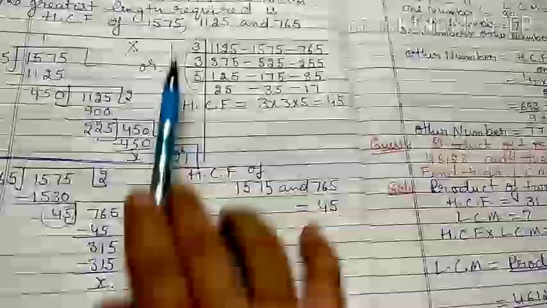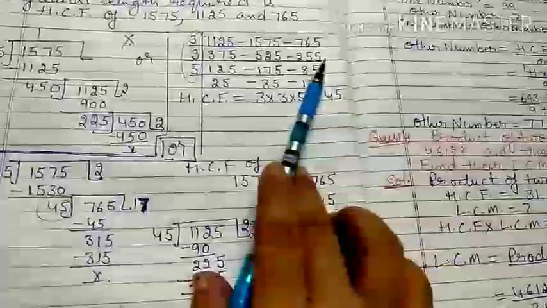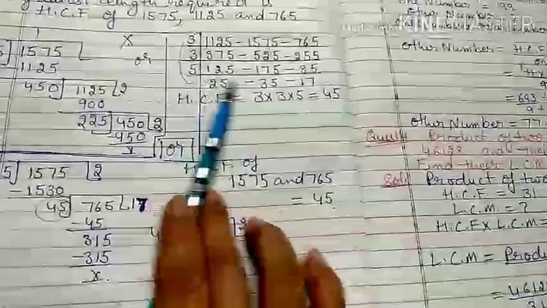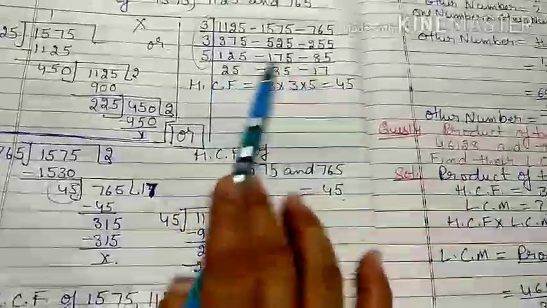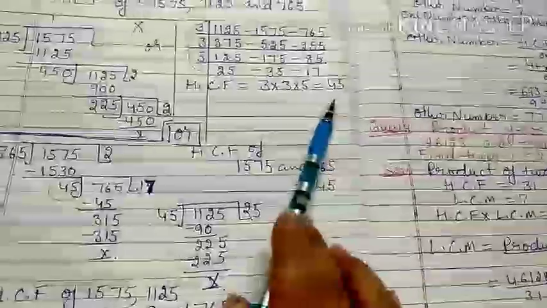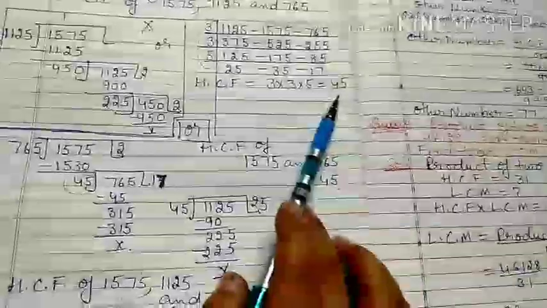Common to all terms, divisible by 3. Again all 3 terms are divisible by 3. Now next, all terms are not divisible by 3. All terms are divisible by 5. Then I go with 5. Then easily I can find the HCF 45.